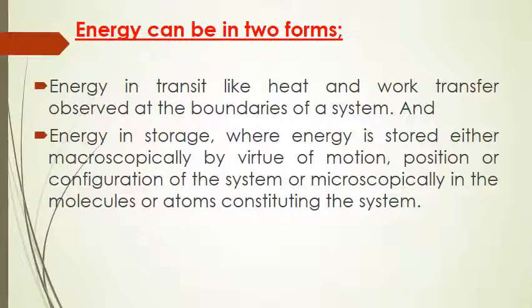We can say that energy can be in two forms. Energy in transit, like heat and work transfer observed at the boundaries of a system, and energy in storage, where energy is stored either macroscopically by virtue of motion, position or configuration of the system, or microscopically in the molecules or atoms constituting the system. These are the two forms of energy that we can find.